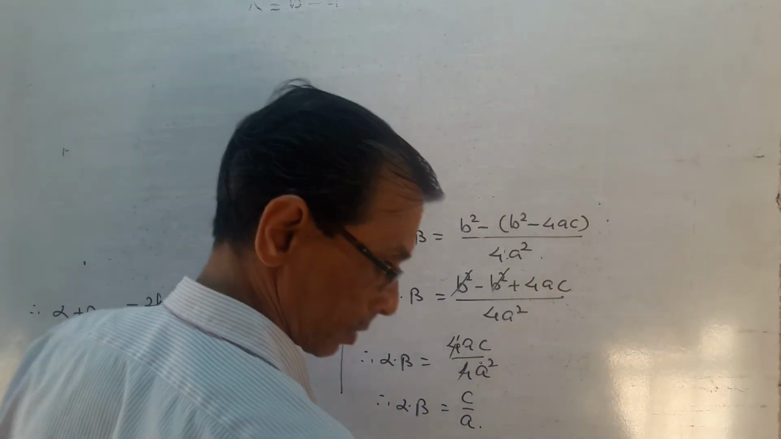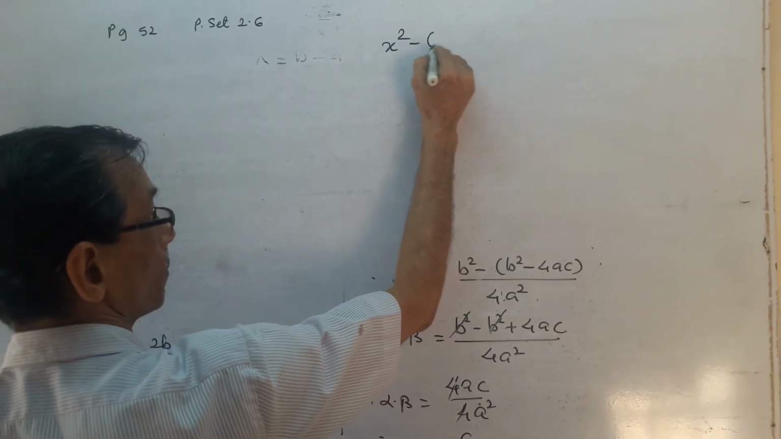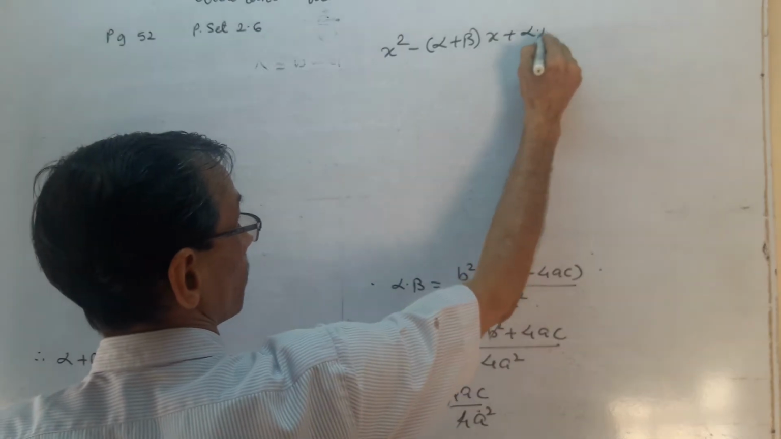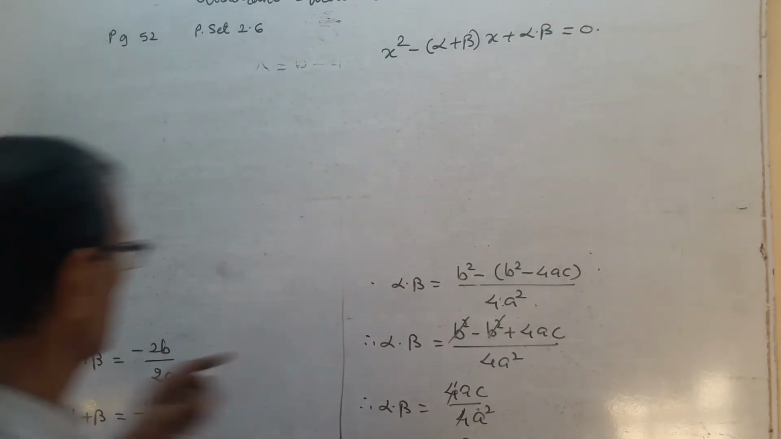So keep this in mind, and whenever we form the equation from the roots, roots are given suppose and we are writing the equation, then the equation is x square minus (alpha plus beta) x plus alpha into beta is equal to 0. This is the equation when the roots are given.